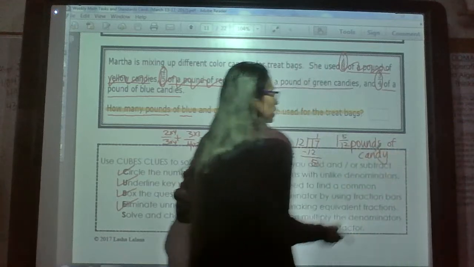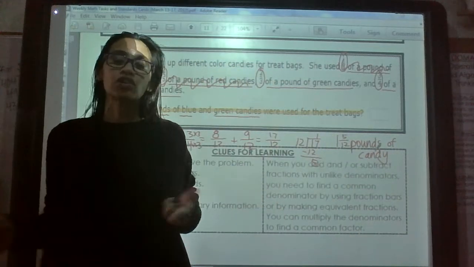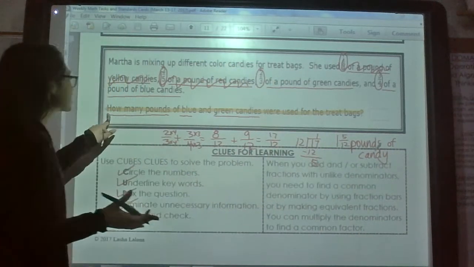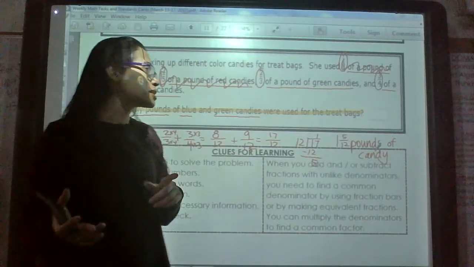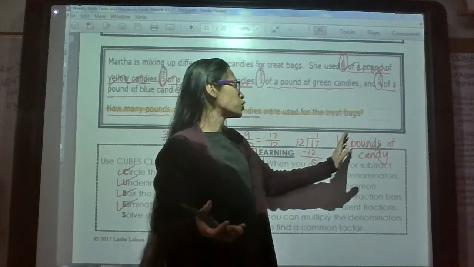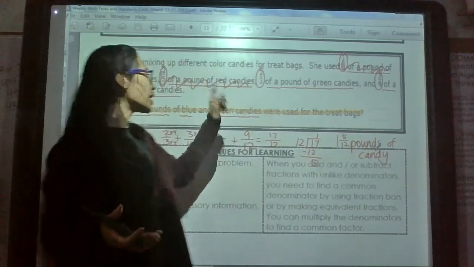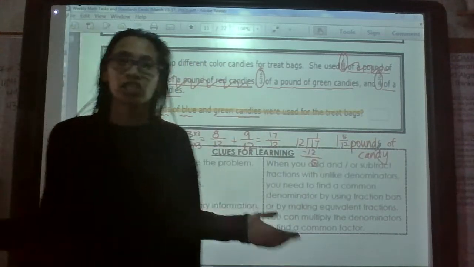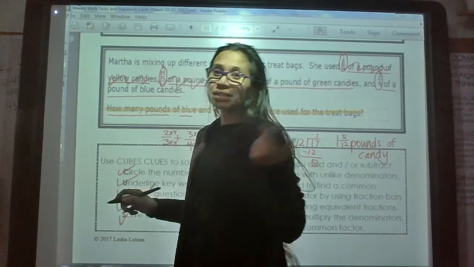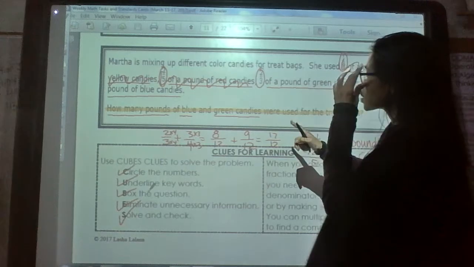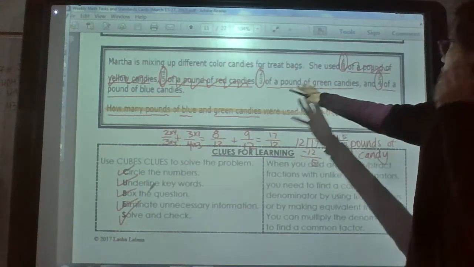All right, I can't fit it here, but make sure you write in your journal the complete sentence. It says how many pounds of blue and green candies were used for the treat bags. You can write 1 and 5/12 pounds of blue and green candies were used for the treat bags. Make sure you have a complete sentence. And last thing is to check our work. So check that again. Make sure we have the green candy.